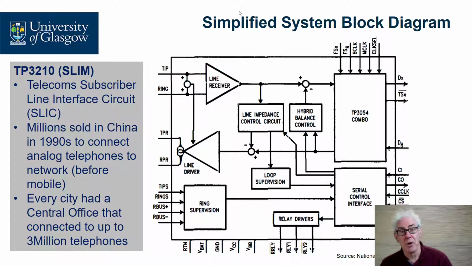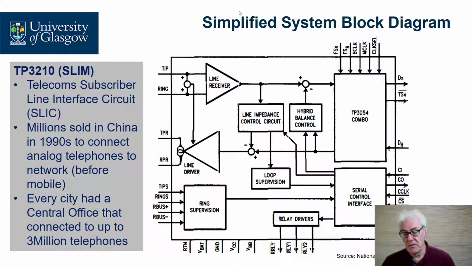And this is a simplified block diagram. It's called a telephone subscriber line interface circuit. It connects old-fashioned hardwired telephones to the network. And I said it has relevance to China. I and my company sold millions into China in the 1990s to connect telephones to the telephony network. This was before mobile phones existed.